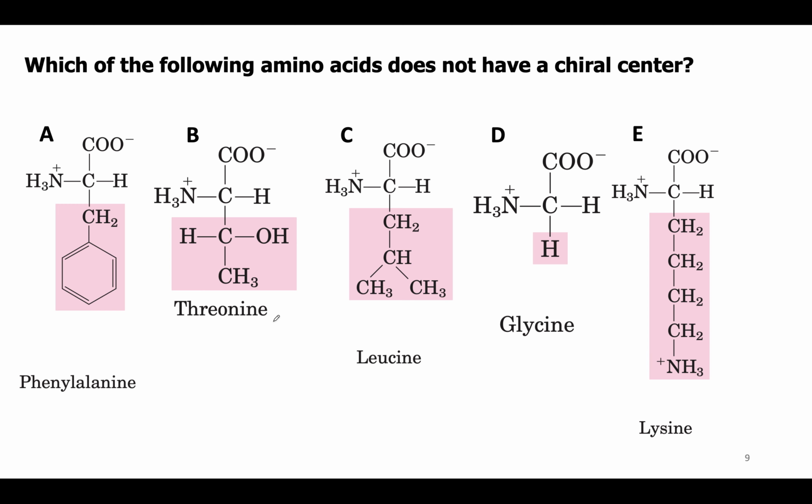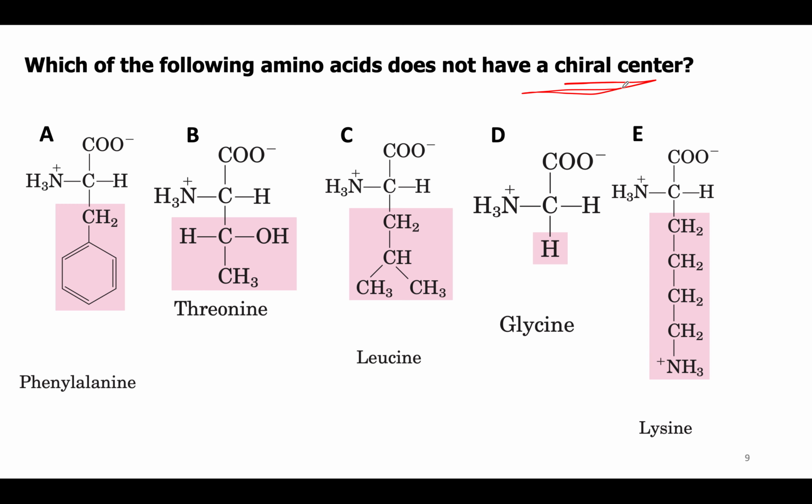I told you till now that all amino acids will have two non-superimposable mirror images. But of the 20 amino acids that we need to study in this course, there is one amino acid that does not have two non-superimposable mirror images, because that specific amino acid does not have a chiral center.